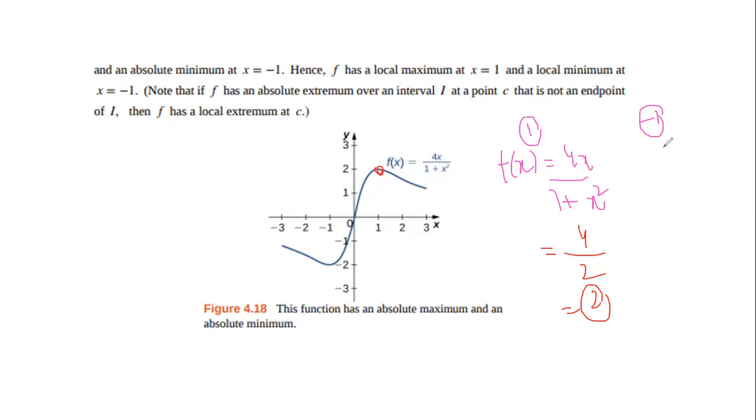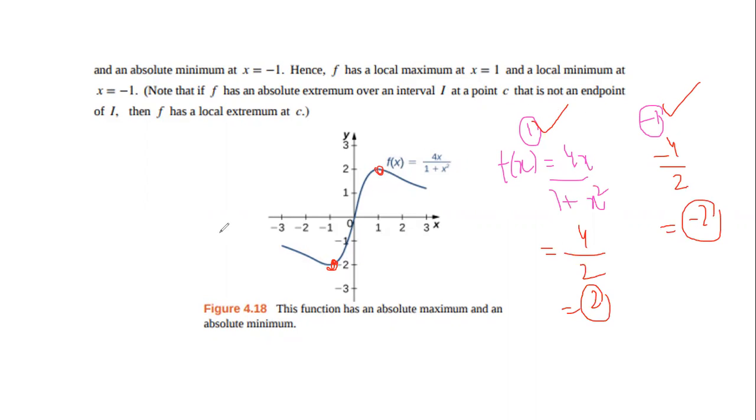And at x equals negative 1 it will be 4 minus 1, and then 1 plus 1 it will be 2. So it will be negative 2. So it is positive 2 and negative 2 respectively at x equals 1 and x equals negative 1.